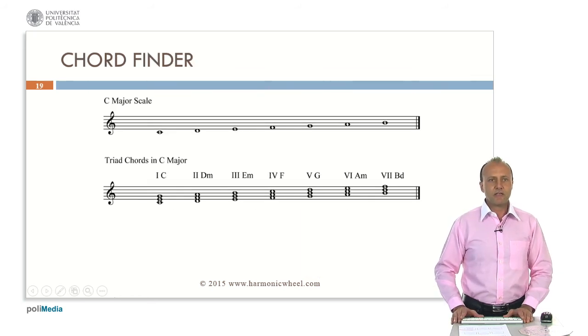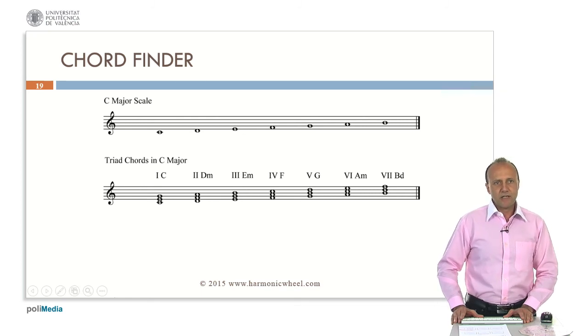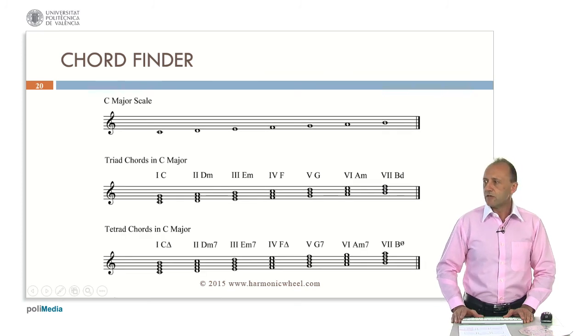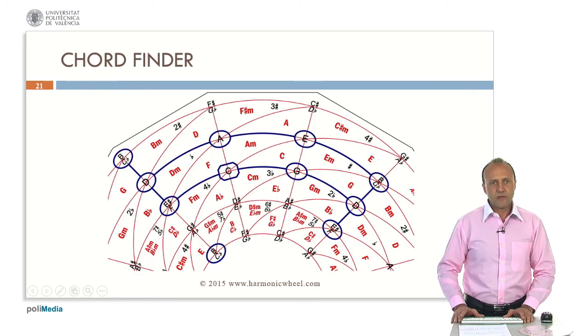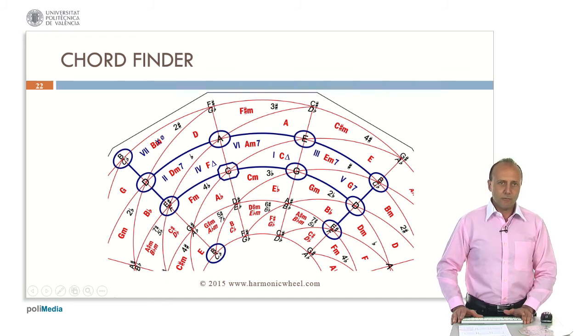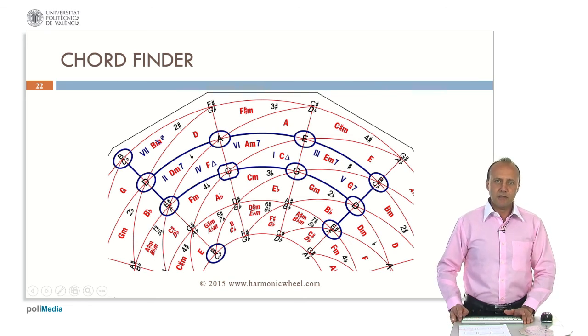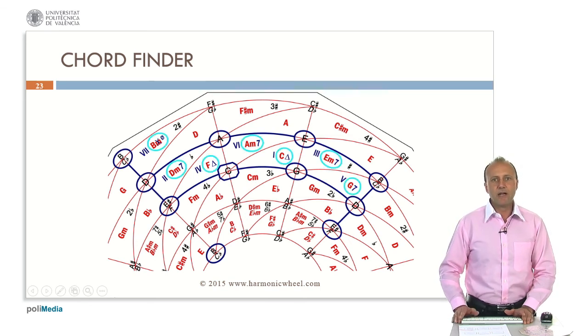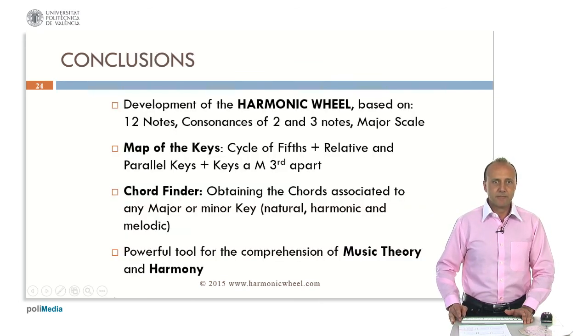If we want to harmonize a melody, for example in C major, we can use 3-note chords, that is triad chords, or we can also use 4-note chords or tetrads, which are usually known as 7th chords. On the plastic disc, I also included the 7th chords. So I printed a Roman numeral indicating the degree of the scale, and then a symbol indicating the 7th. So here we have the 7th chords in C major.